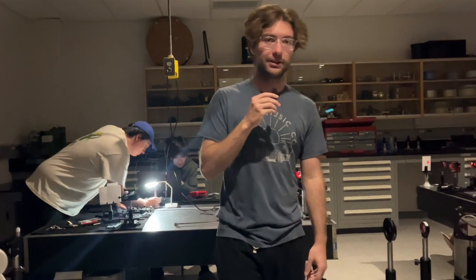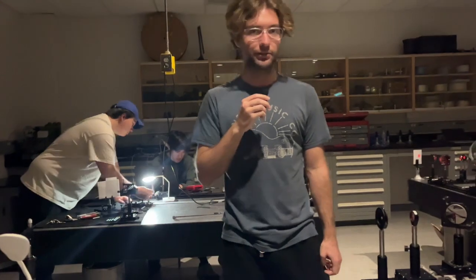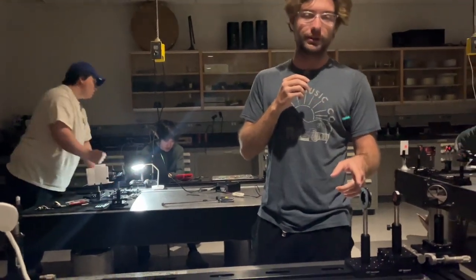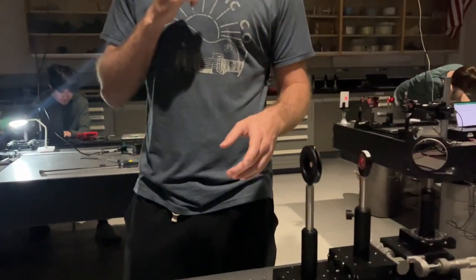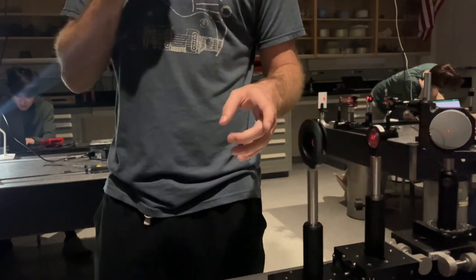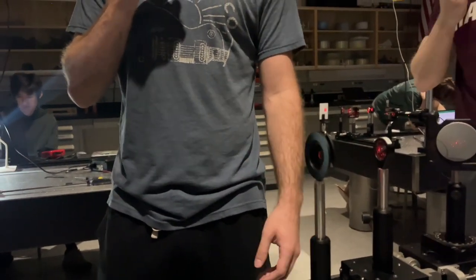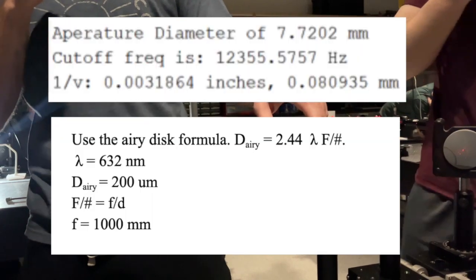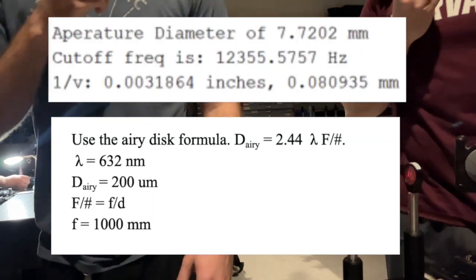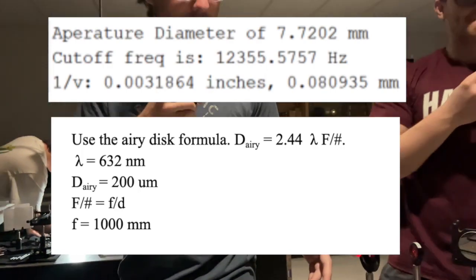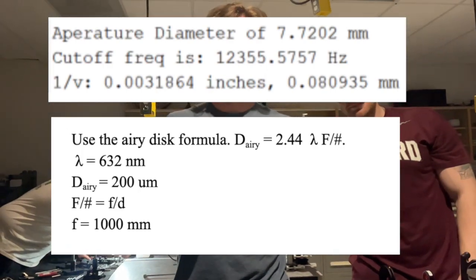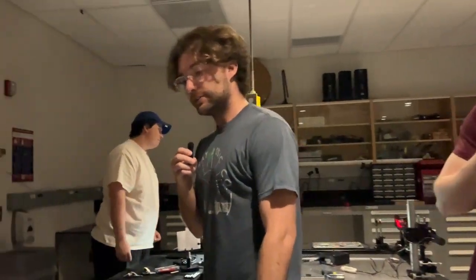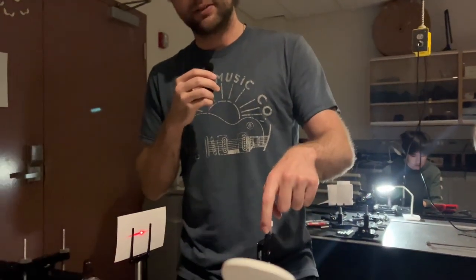All right, so we're going to try and make a diffraction limited system. To do this, we need to adjust the iris, or the aperture of the system, to where we're going to get an Airy disk of diameter 200 microns. And when we did the calculations, we got the aperture size to be 7.7 millimeters. So we used a microscope to measure the diameter of the iris, to make sure it's 7.7 millimeters. Next, we had to measure the slit right here.